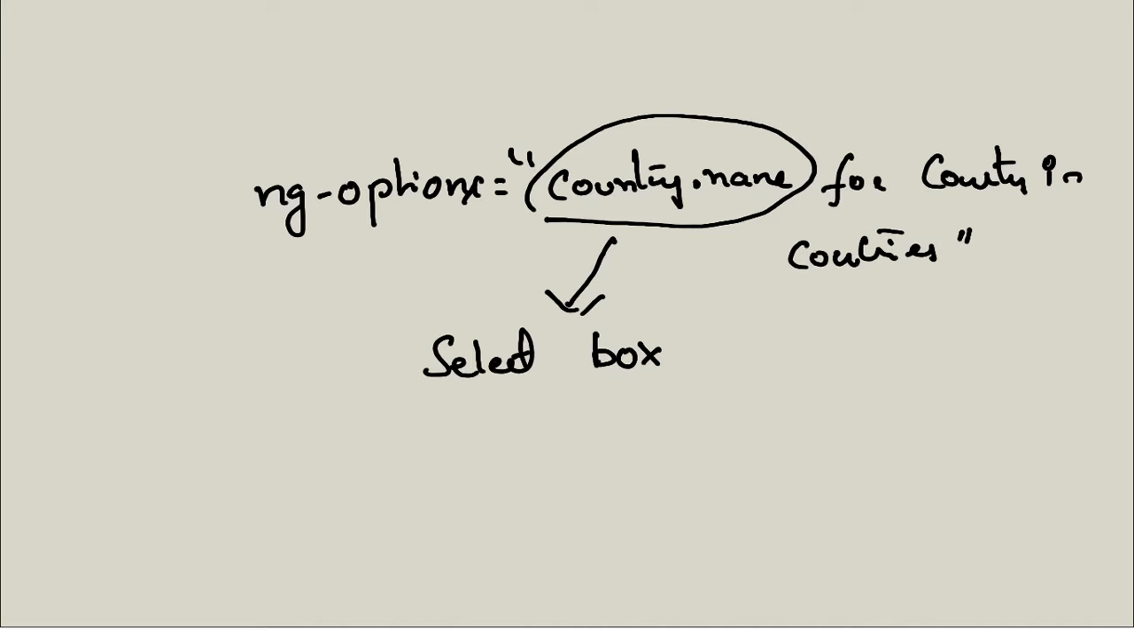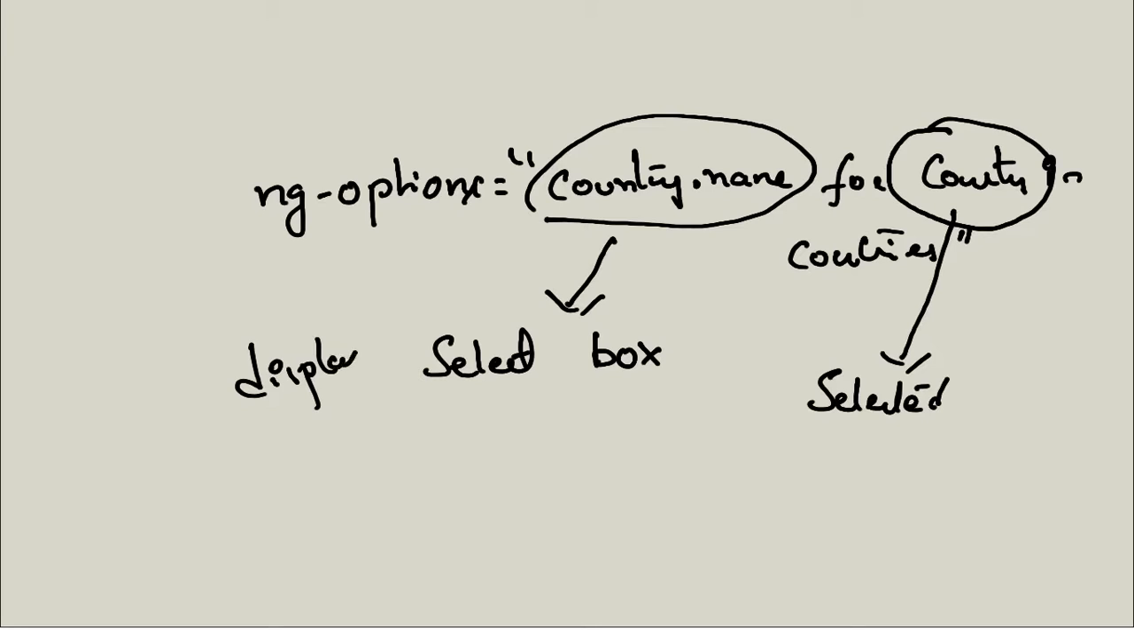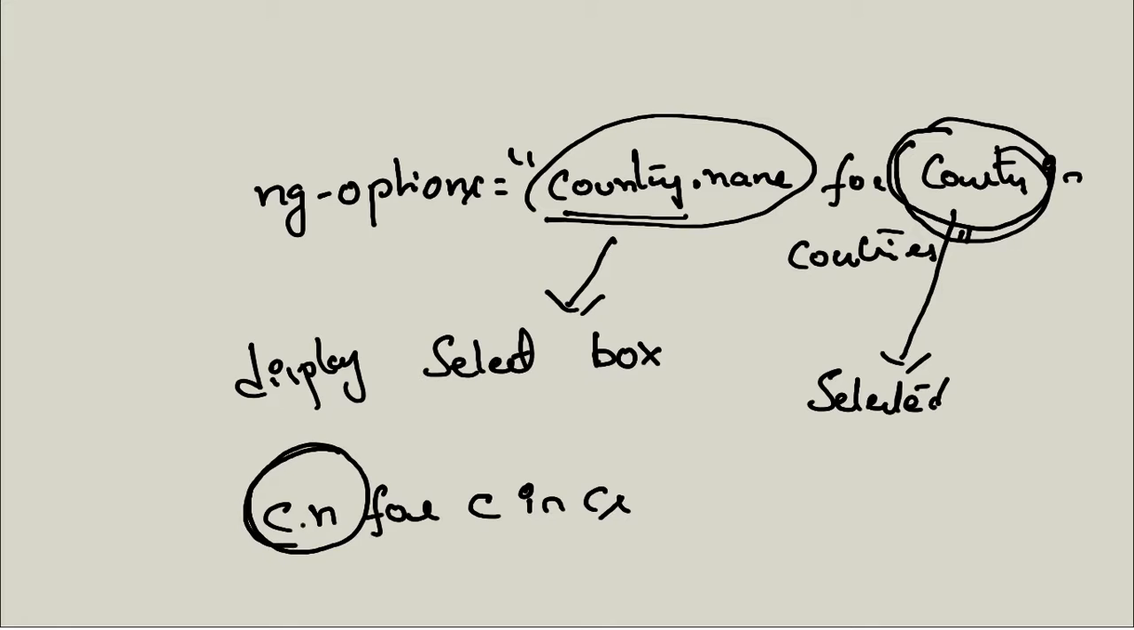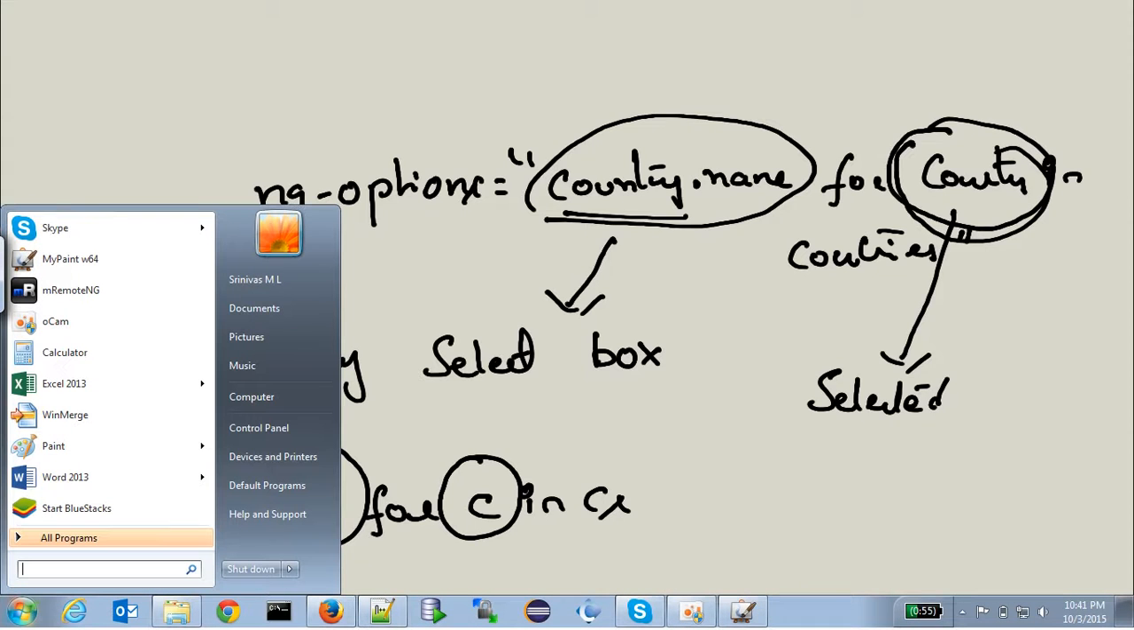But when we select any option, the entire country object will be selected. So it will display the country name, but when we select any country name, it will select the entire country object. We are writing it as country dot name for country in countries. Now let's see this example.